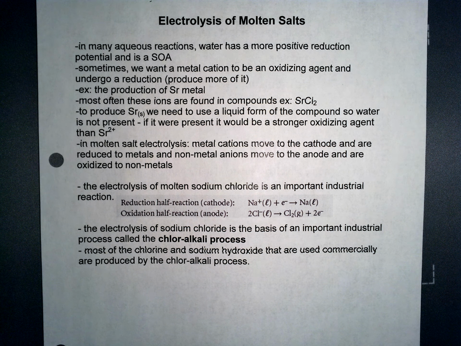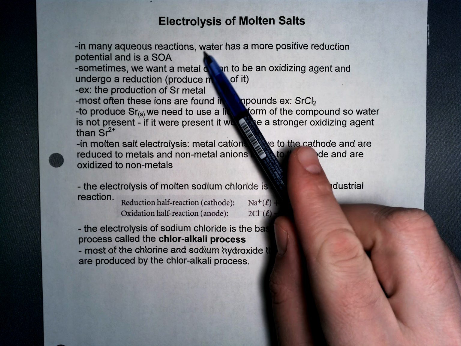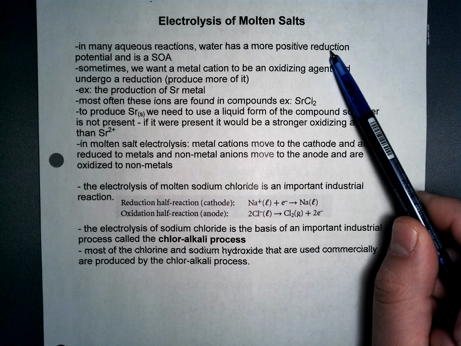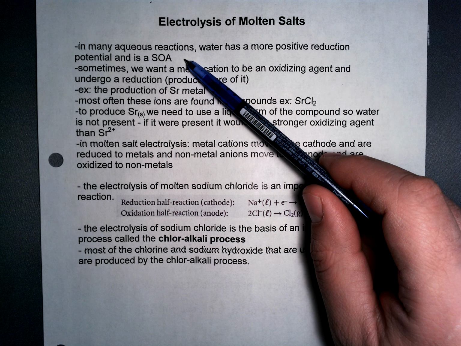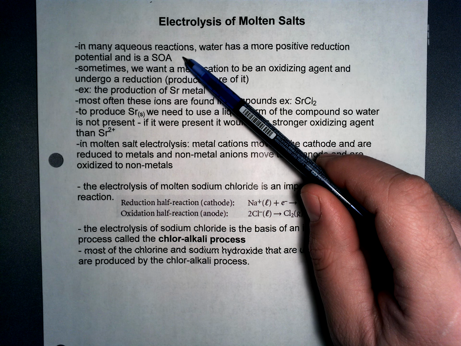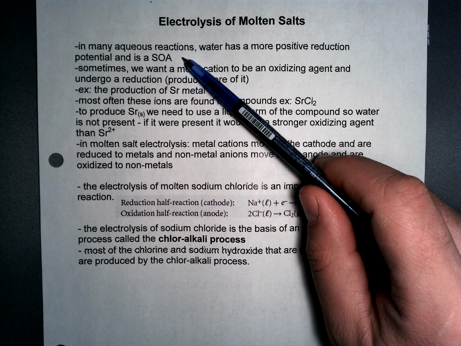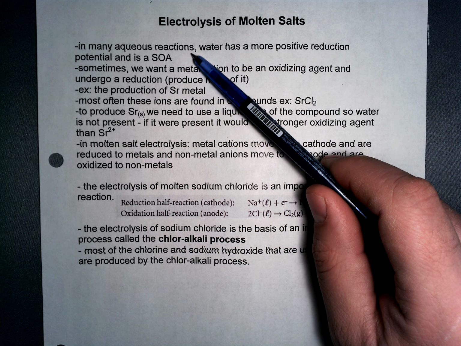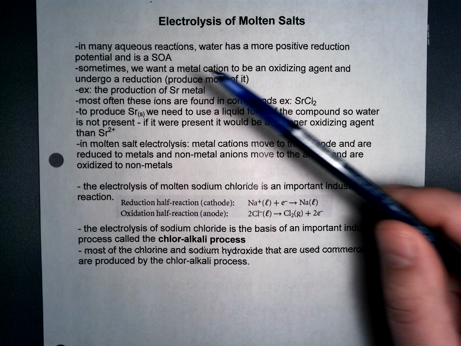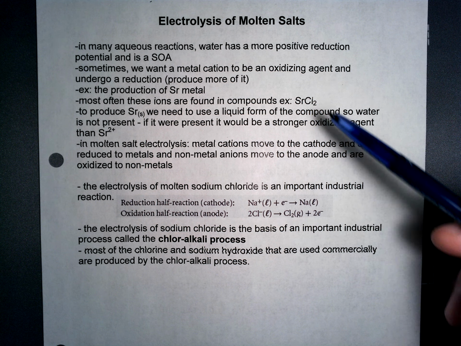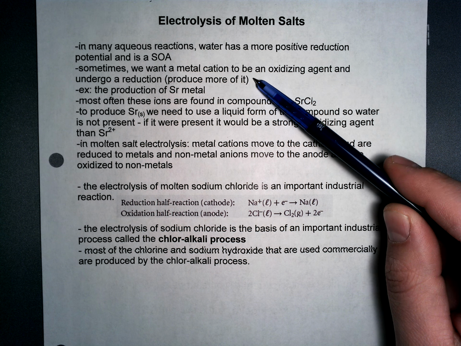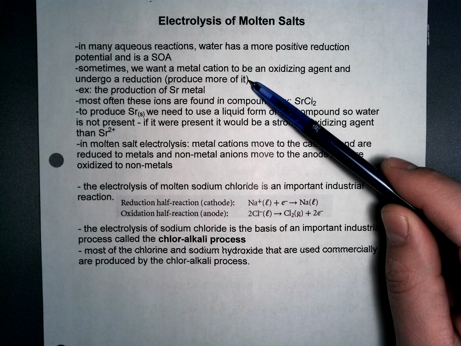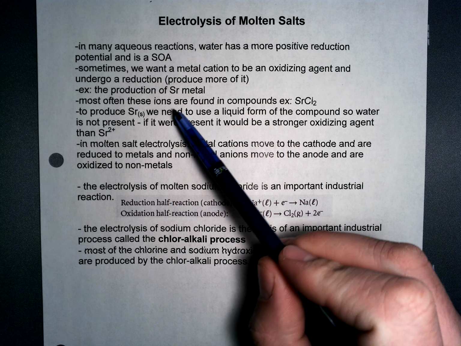Another thing that they found is that in a lot of aqueous reactions, water has a more positive reduction potential, so it really is our strongest oxidizing agent. Like so, in that last case, with sodium and chlorine, water became the strongest oxidizing agent. Okay, but what if we want metal cations to be oxidizing agents and undergo reduction? Basically, if we want to produce more of those metals. Okay, and so the production of strontium metal is an example.